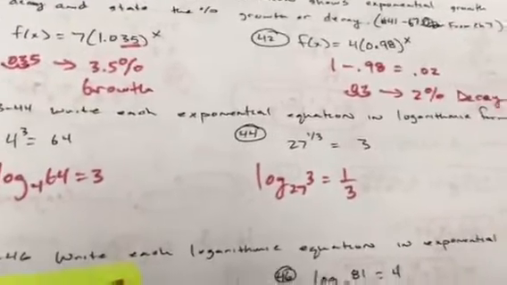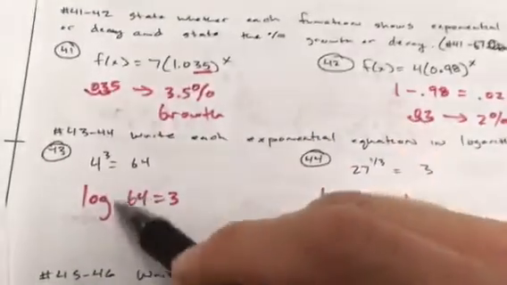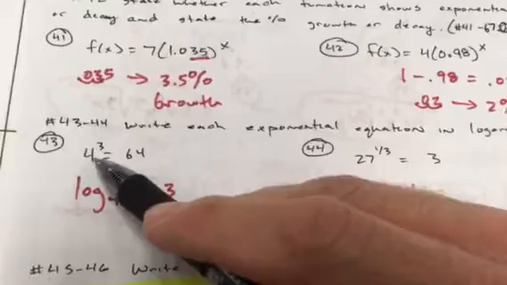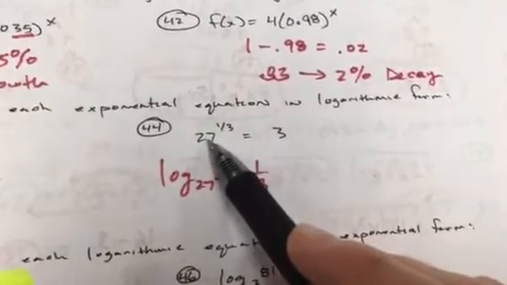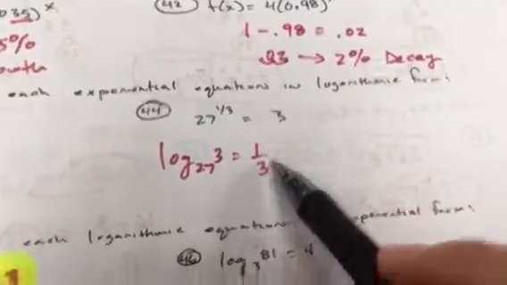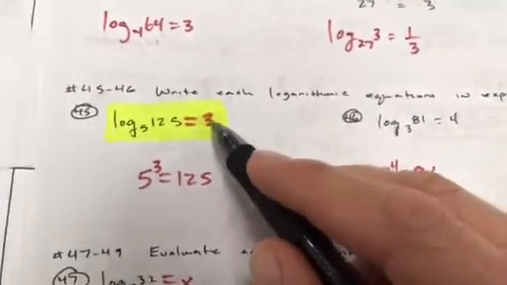Right, it's that exponential equation in log form. So you're going to have, here's the base, log base 4 of the answer equals the exponent. Log base 27 of the answer equals the exponent. I made a boo-boo. It's got to be equal to 3 here.